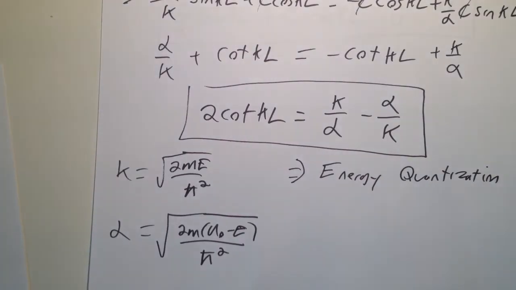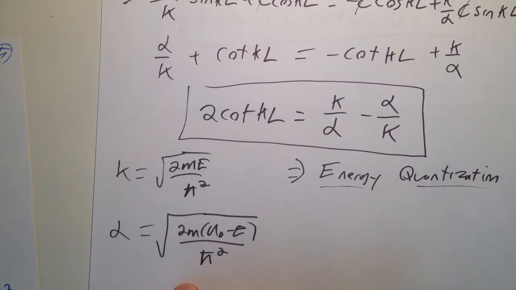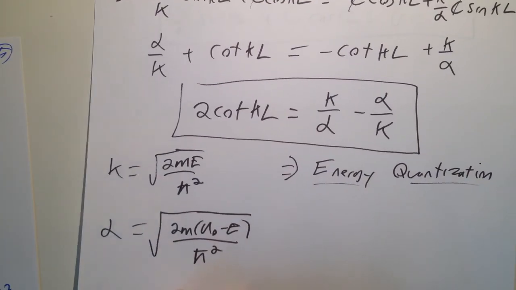Okay, how do we know that? Well, unfortunately, this is a transcendental equation, which means I can't solve this anymore with a pen and paper. But we can plug it into a computer, or you can plot it, and you can figure out which values of energy satisfy this equation. And when you do that, you get energy quantization. Only certain energy levels are allowed.